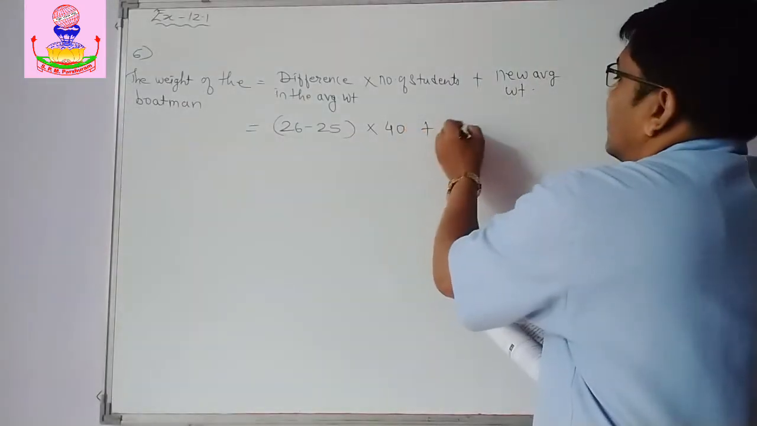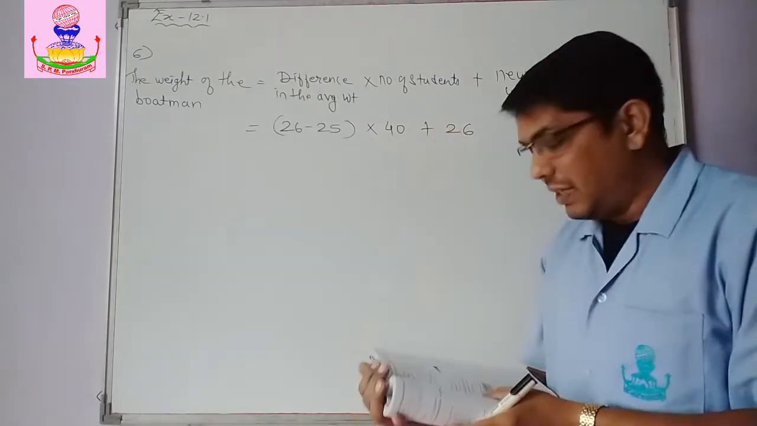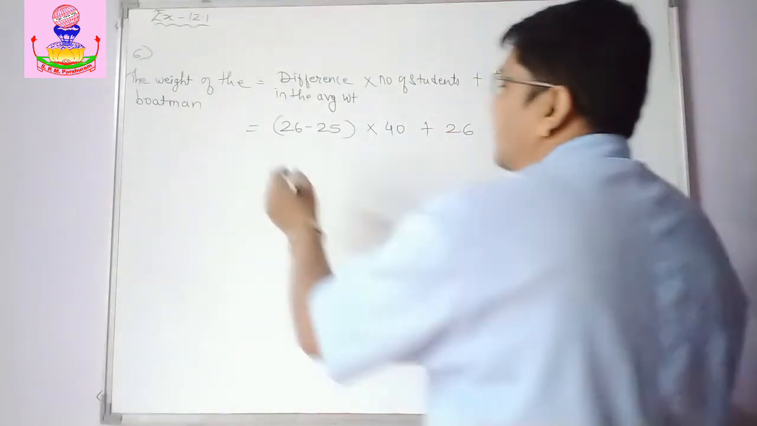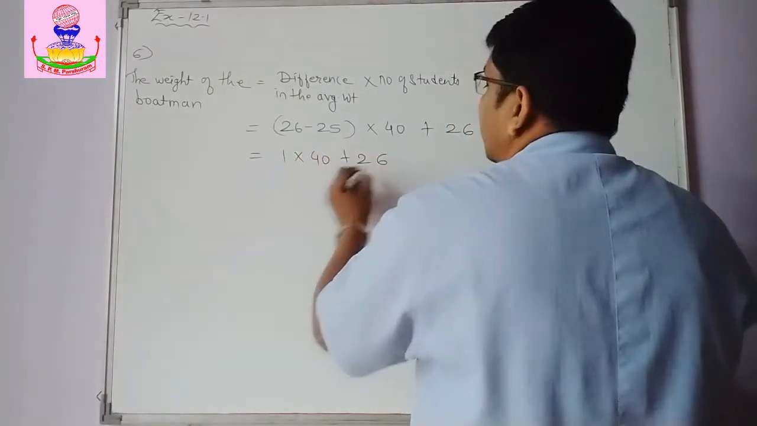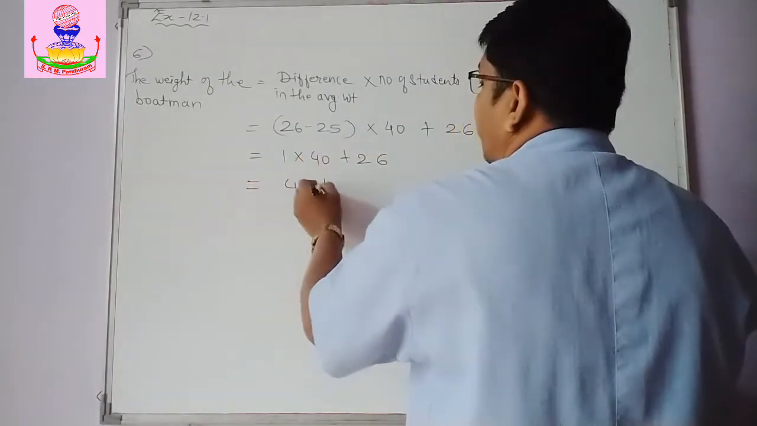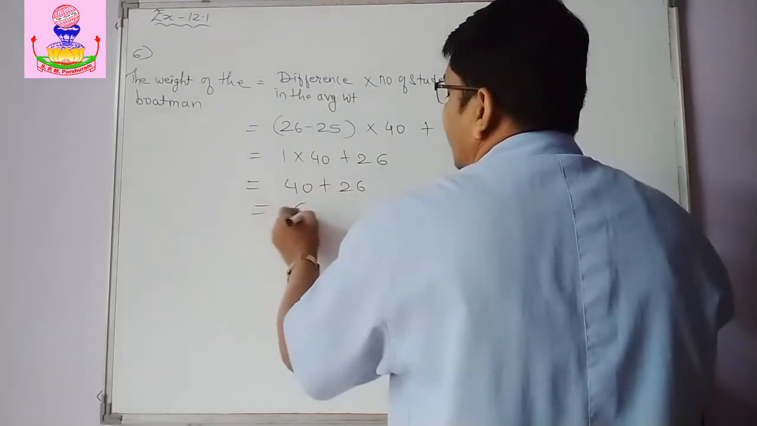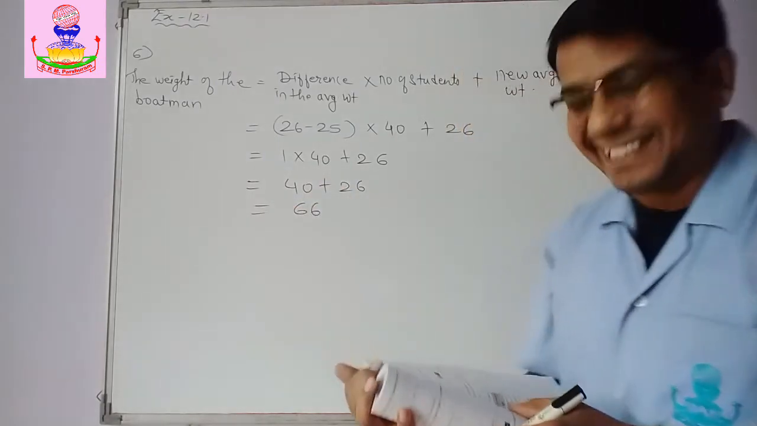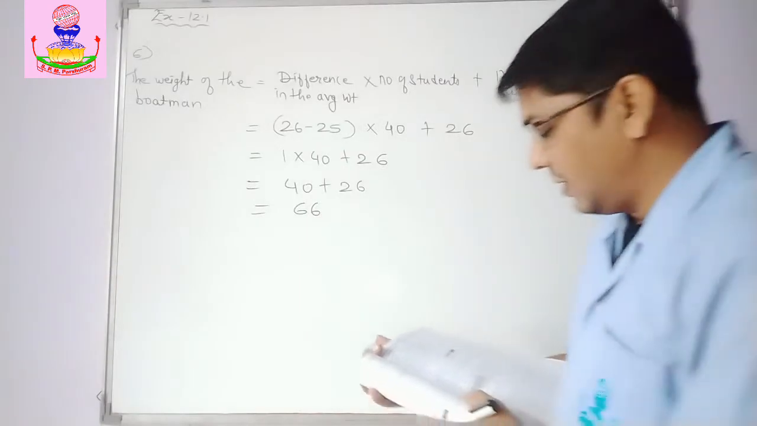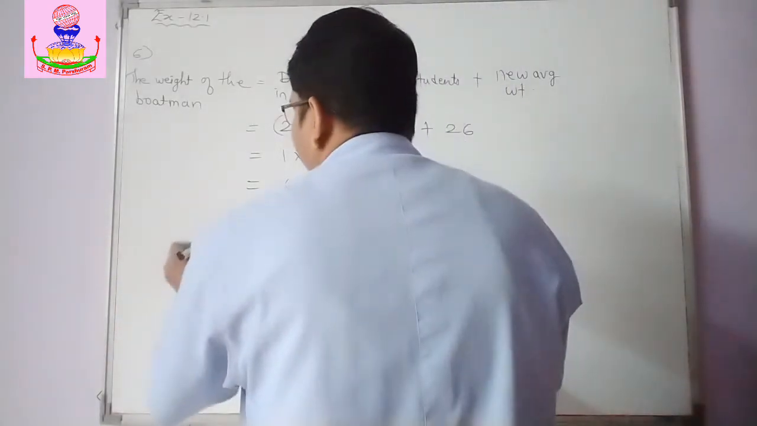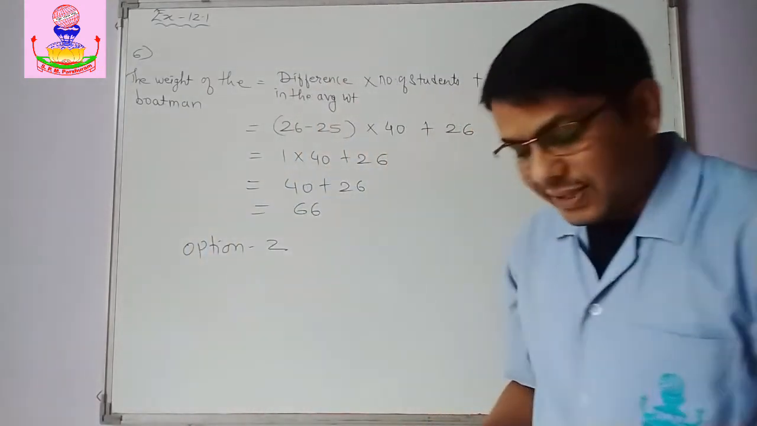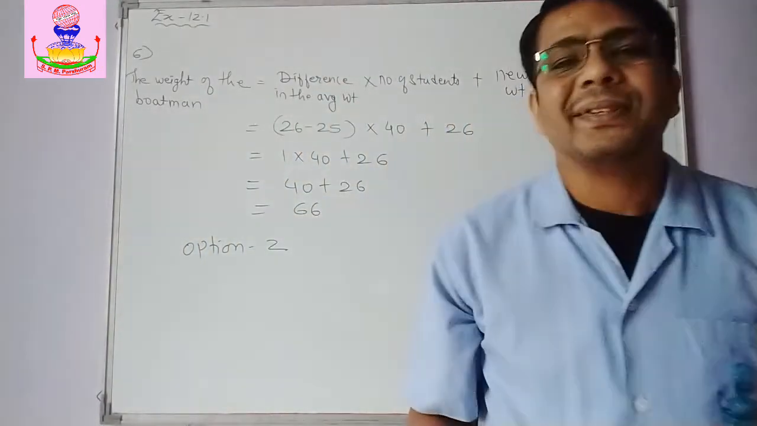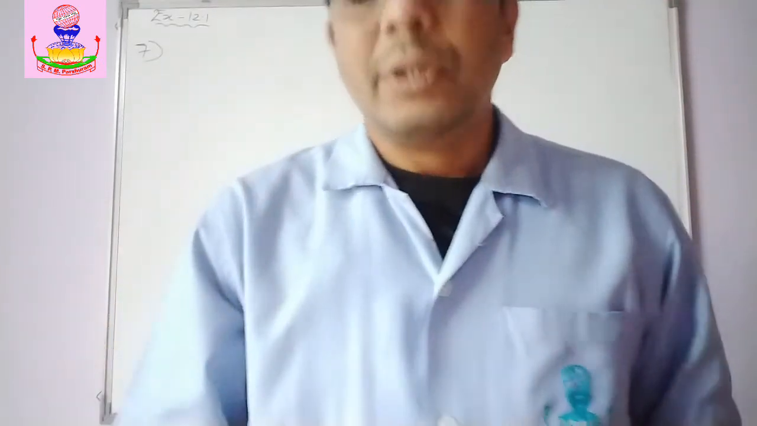Now the new average weight is 26. Now 26 minus 25, that is 1. 1 into 40 plus 26. So 40 plus 26, the answer is 66. Option number 2. Yes, exactly. Option 2 is the right answer. Now seventh example.